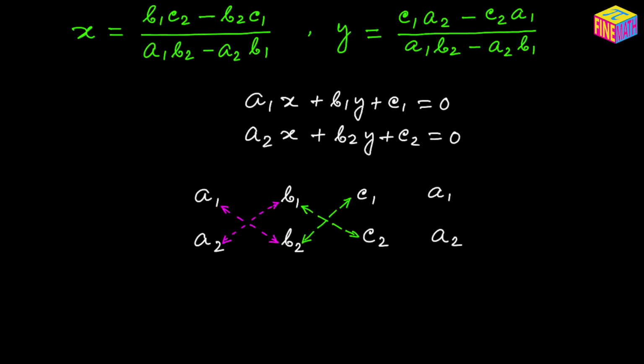And then what about the numerator for the value of y? Well, now we have to go with c and a. So if we multiply c sub 1 with a sub 2 minus if we multiply c sub 2 with a sub 1, so it's c sub 1 times a sub 2 minus c sub 2 times a sub 1. That's going to give us the numerator for the value of y. And the denominator is always a sub 1 times b sub 2 minus a sub 2 times b sub 1.